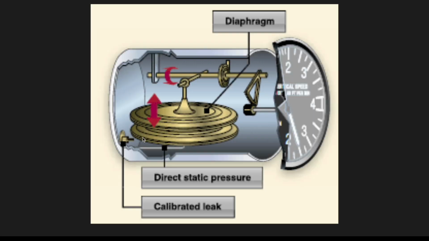This is how it works. You've got the calibrated leak here. This is attached to the static port, and you have direct static pressure pushing on this, and then the air leaks out of it at a certain rate, and as it does, this changes the shape of this diaphragm here, and it pushes up and down, pushes on the linkages, and shows how it's moving. So as the air is moving in and out, it's changing the shape of this diaphragm, which causes the VSI to move.